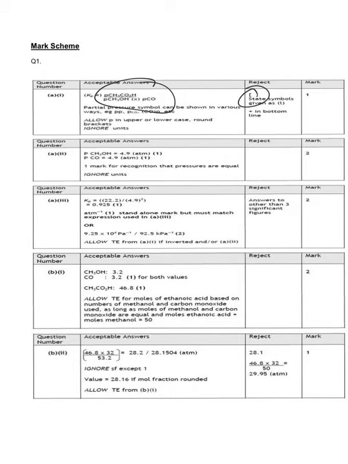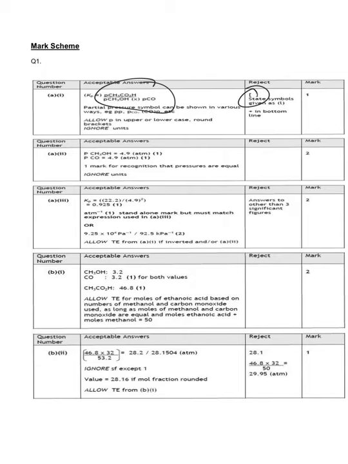Now, since the methanol and carbon monoxide react in a 1-to-1 ratio, and since they also start with the same number of moles, then their pressures must be equal at equilibrium. So if we take the 22.2 away from the 32, you get a 9.8, and then divide that by 2, and you get your 4.9 for each of them. But that's because they've got a 1-to-1 ratio and they were starting with the same amounts, so their change must have been equal, and then we can subtract out what the resulting pressure from the ethanoic acid is.